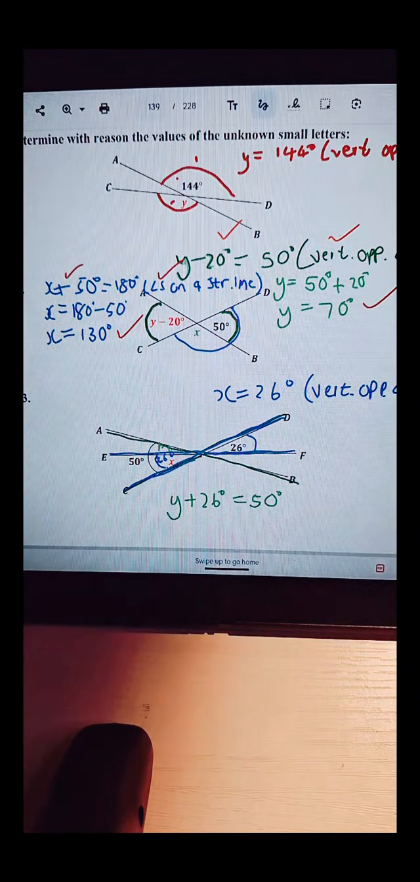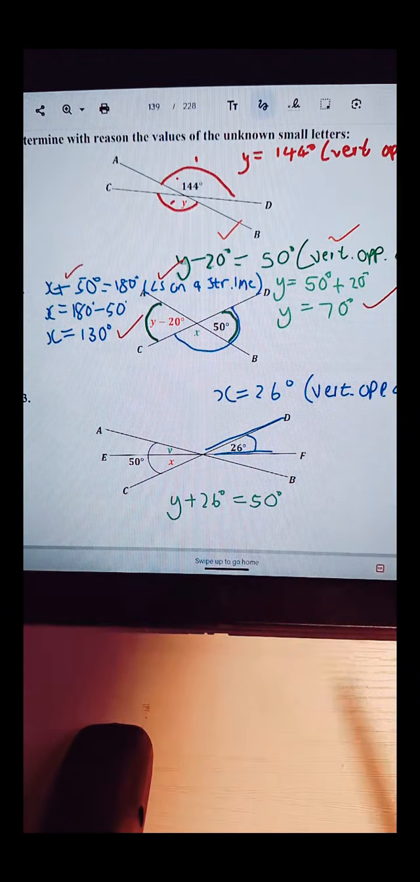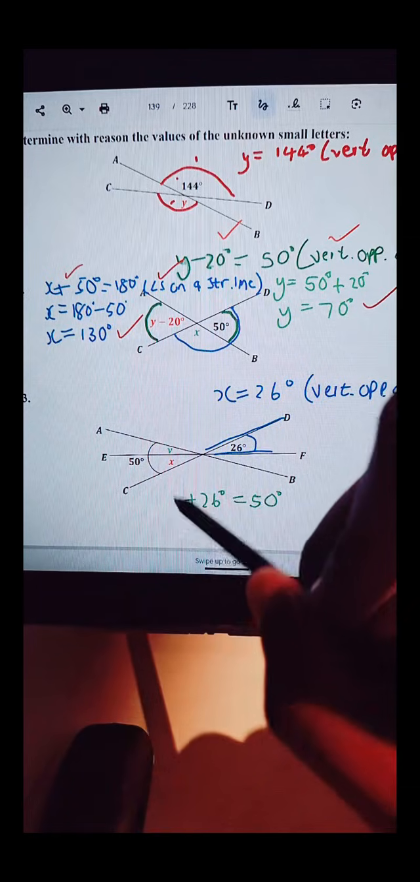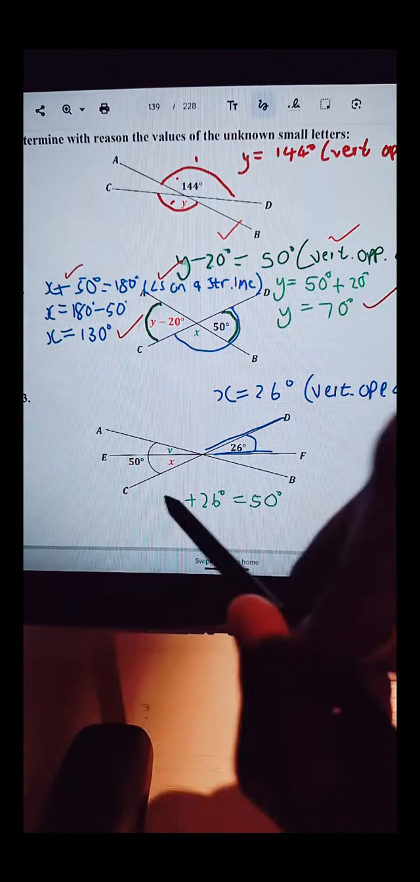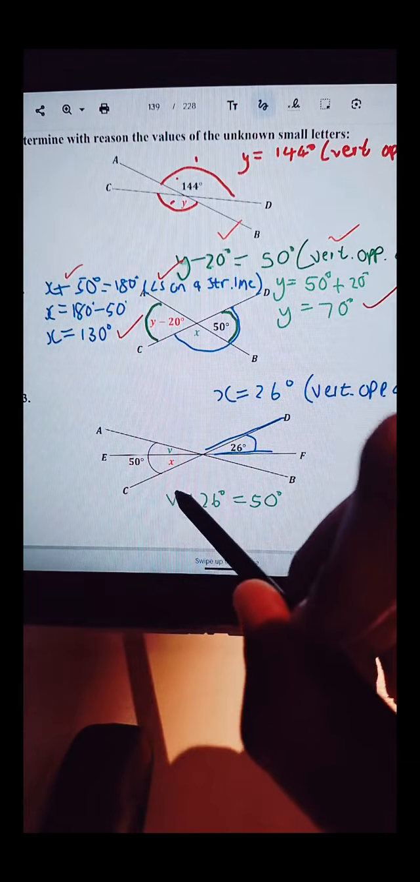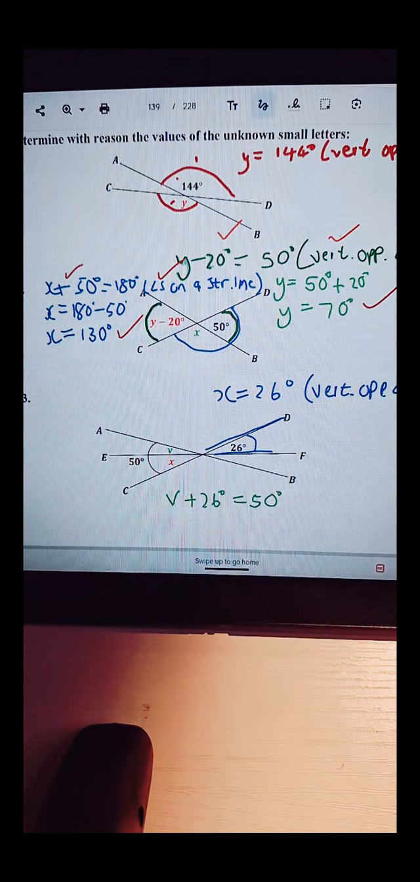Okay, was that V? Let me just, sorry, I think I missed. Oh, it's V, not Y. Okay, sorry guys. So let's write the appropriate letter. V plus 26 degrees.